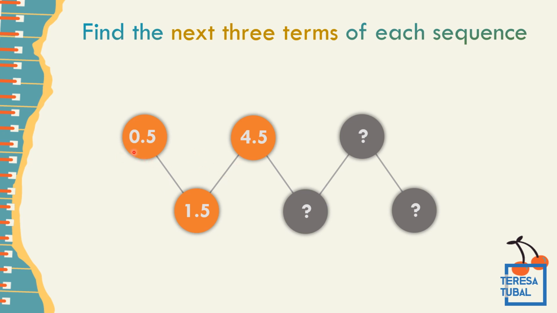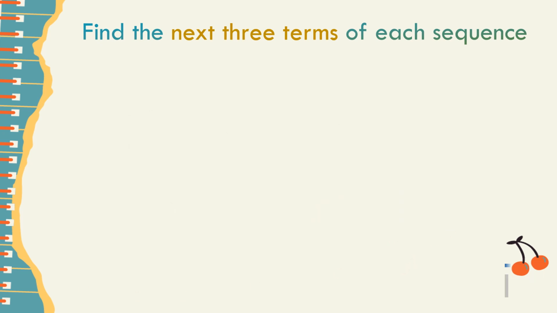So, it means, what could be the number to be multiplied to make it 1.5? So, that is 3. 0.5 times 3, that is 1.5. 1.5 times 3, that is 4.5. So, it means 4.5 times 3, that is 13.5. Times 3, that is 40.5. Times 3, that is 121.5. So the next three terms are 13.5, 40.5, and 121.5.